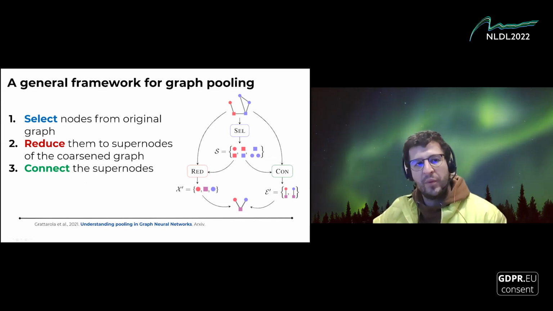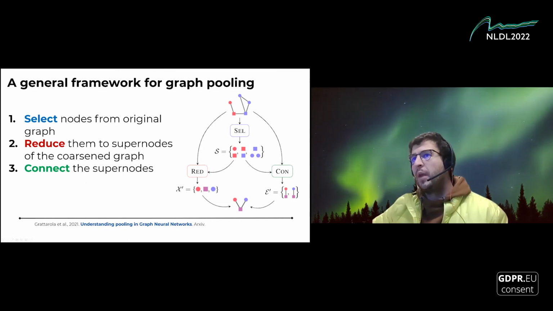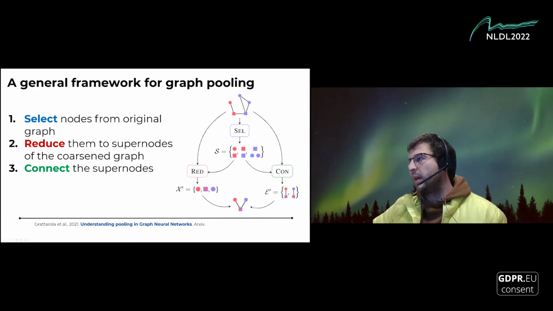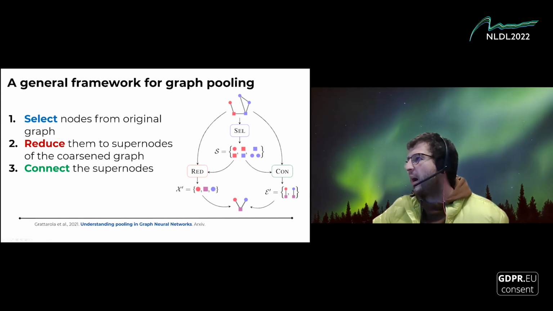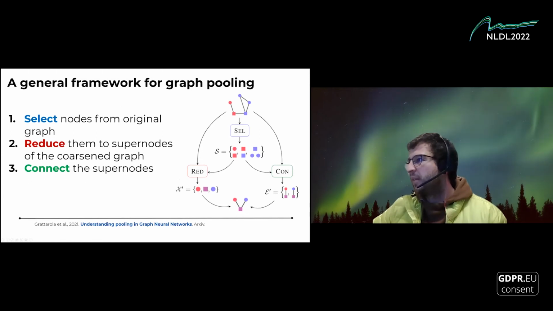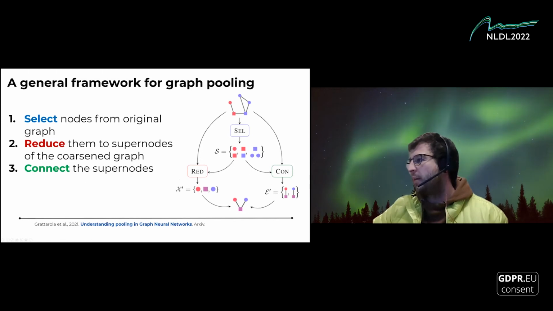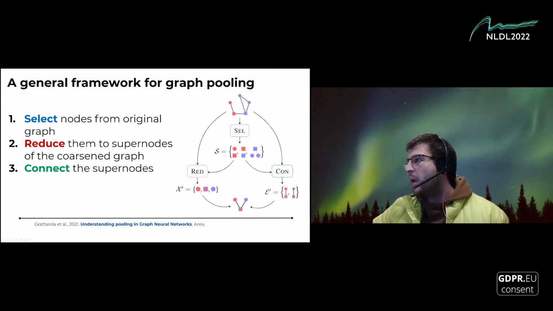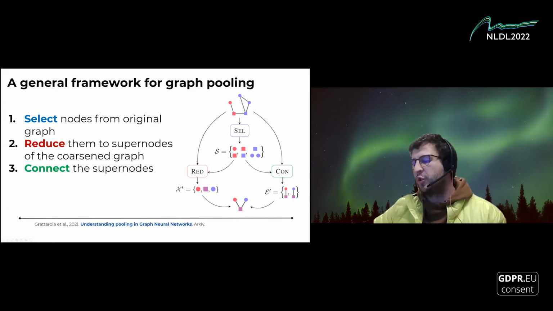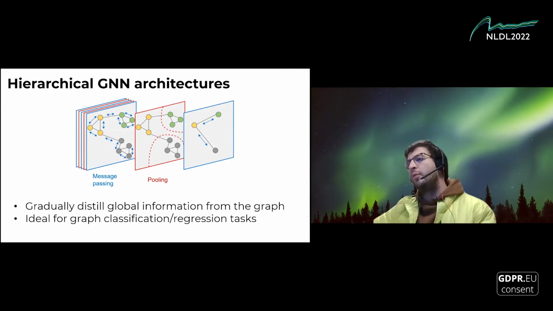The first step is to select nodes from the original graph. Then we reduce somehow these selected nodes, which can also be selected with some repetition. You see, you can define this selection in many different ways. Then you reduce these selected nodes to the super nodes of the coarsened graph, and finally you connect these super nodes in some way. Again, there are many different ways of implementing graph pooling, but all these methods share this 3-step procedure.